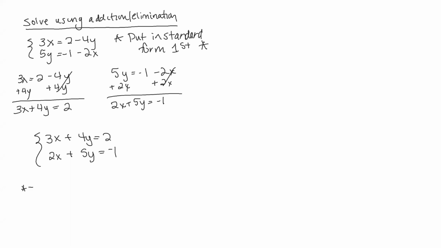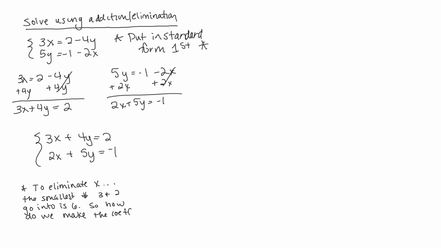So I'm going to put a little note here. To eliminate x, the smallest number 3 and 2 go into is 6. So how do we make the coefficients 6 and negative 6? Okay, so let's say we want to just start by making the coefficients 6, and then we'll worry about the negative part in just a minute.